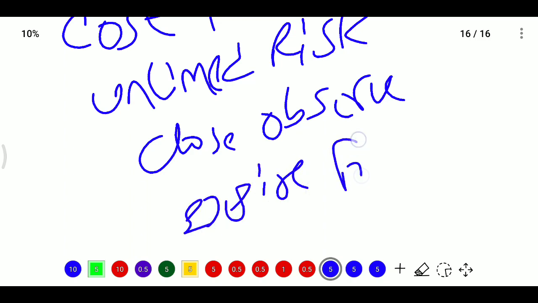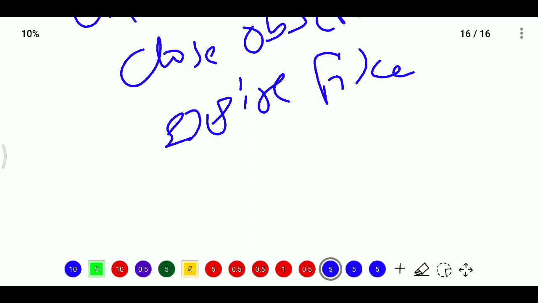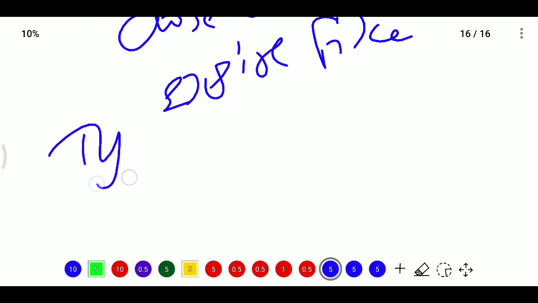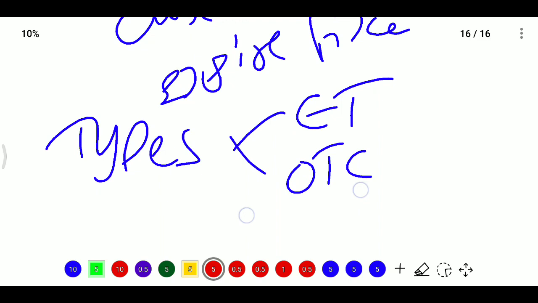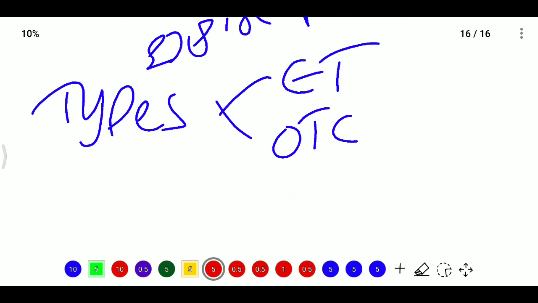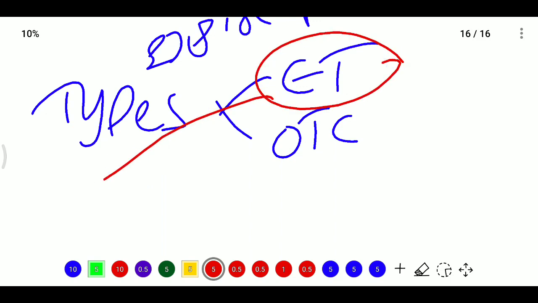There are different types of options. Two types of options: one is exchange traded options and another is over the counter options, that is OTC. Here is a closer look at the two types. Exchange traded options are a type of exchange traded derivative, and they are also referred to as listed options.